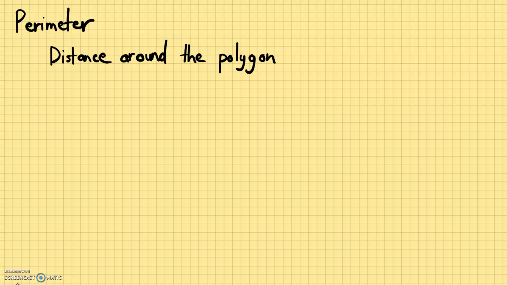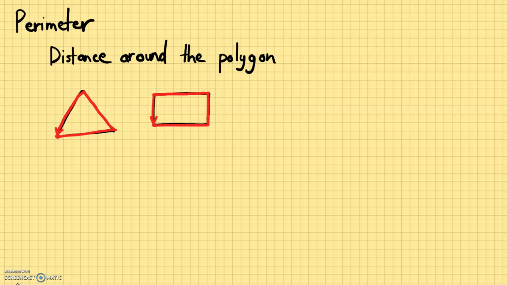Okay, so let's say we have a polygon. Let's say we have a triangle like this. The perimeter would be, if we start at one point, just going around this triangle like this. That would be the perimeter of that triangle. And same thing for squares, or in this case a rectangle. The perimeter, you just start at one point and you just go around. It's the distance around that polygon. So that would be the perimeter.